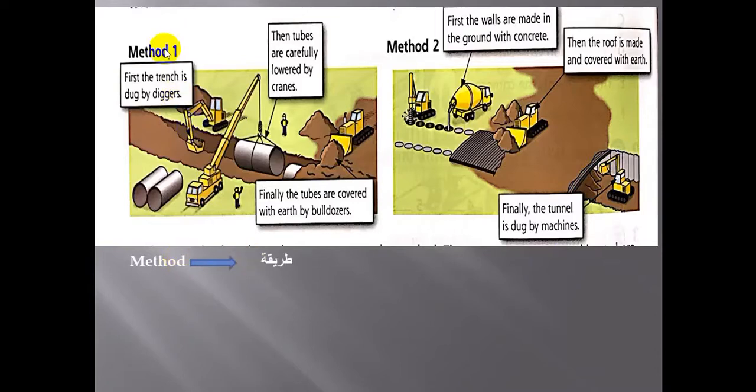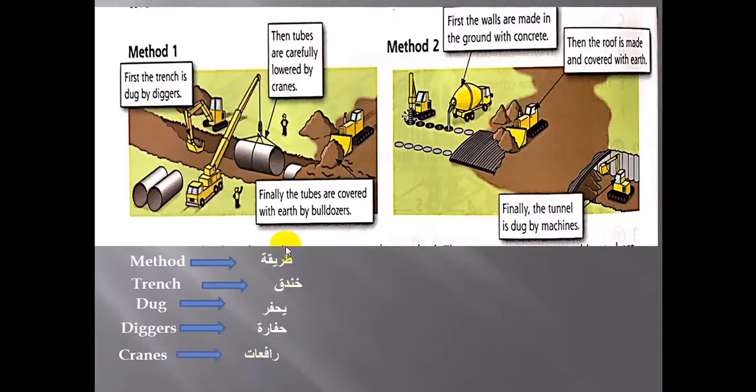Okay? Method, which means طريقة. Trench, which means خندق. Dug, which means يحفر. Diggers, which mean حفارة أو حفارات. Cranes, which mean رافعات. Bulldozers, which mean جرافات، يستخدمون جرافات.